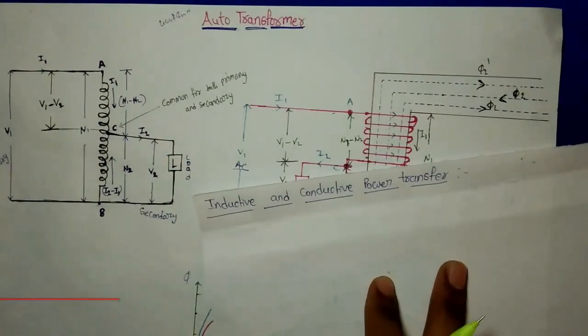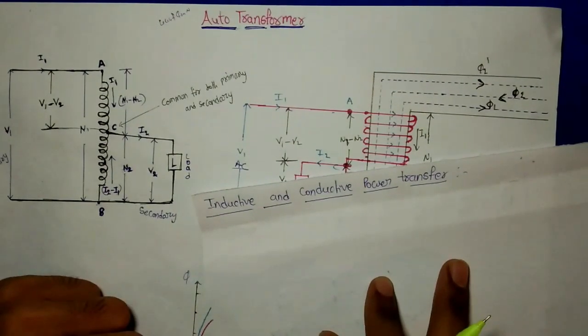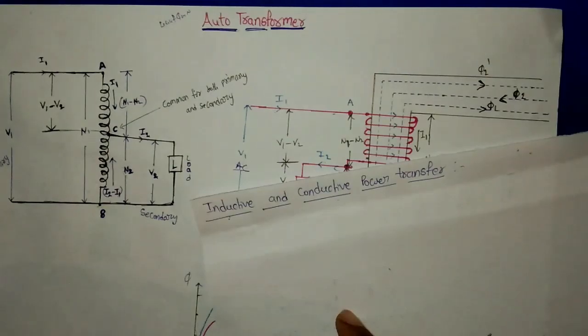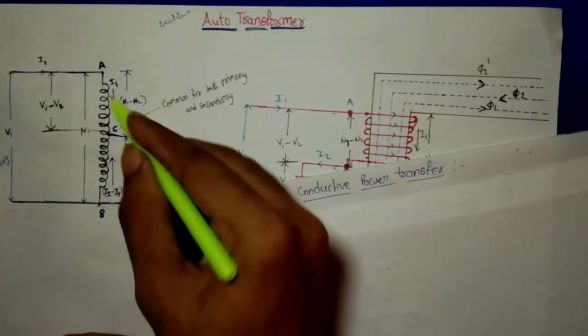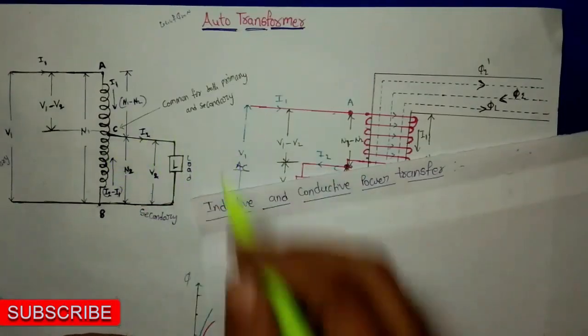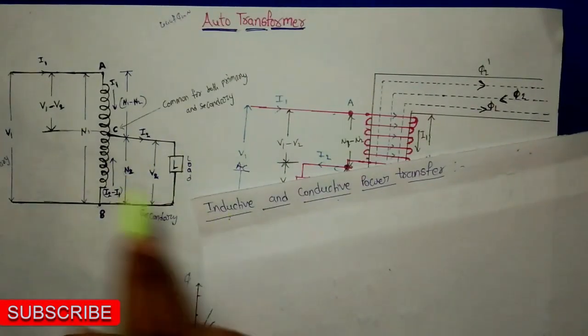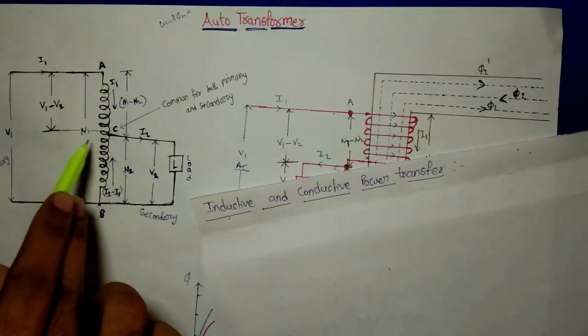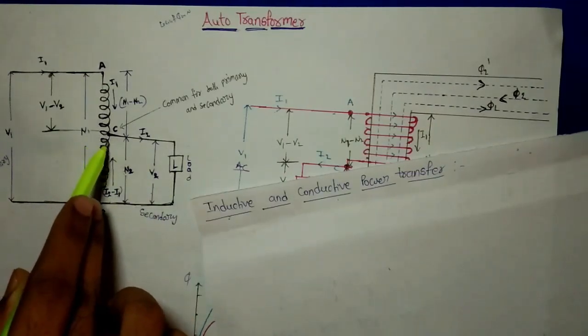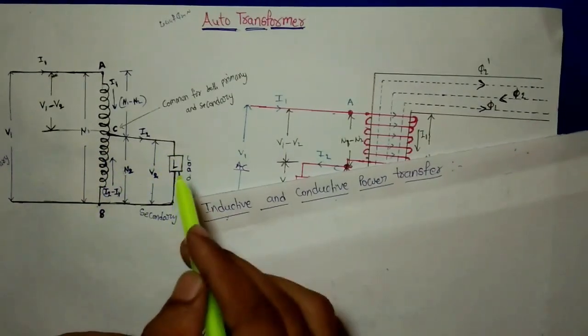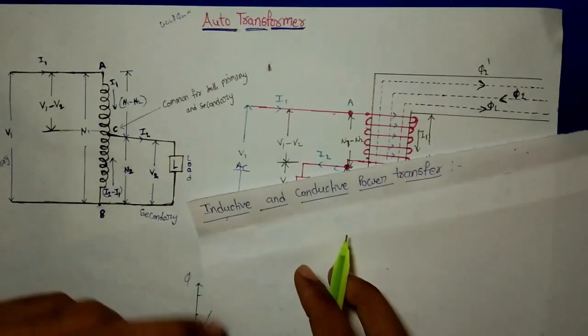In two winding transformer, the power is transferred by the transformer action. But in case of auto transformer, the transferred power consists of two components. One is inductive, another one is conductive. The power which is transferred by the transformer action from this winding to this winding is called inductive power. The power which is transferred by conduction, that means directly to the load, is called conductive power.